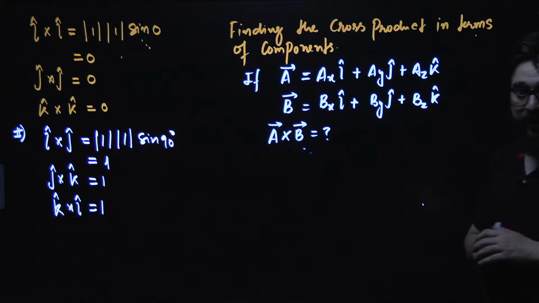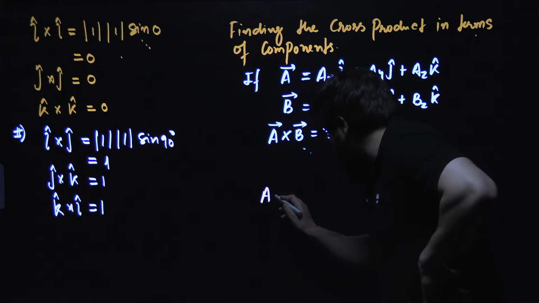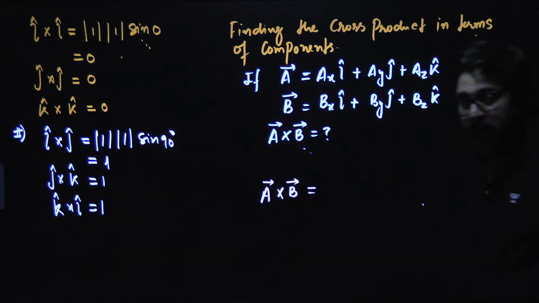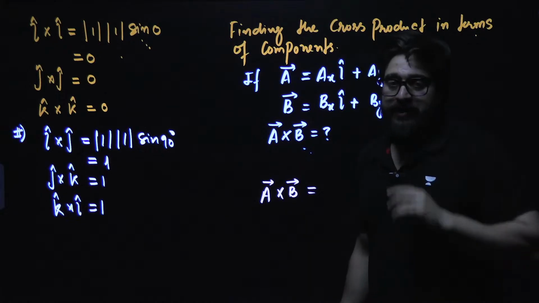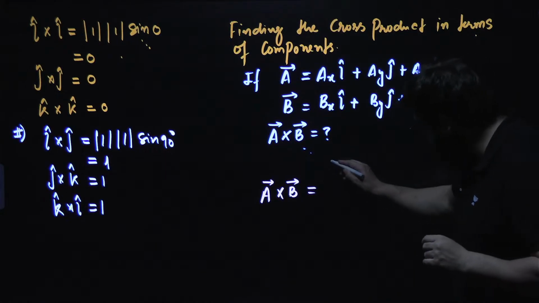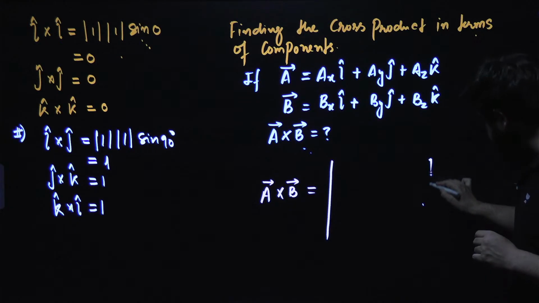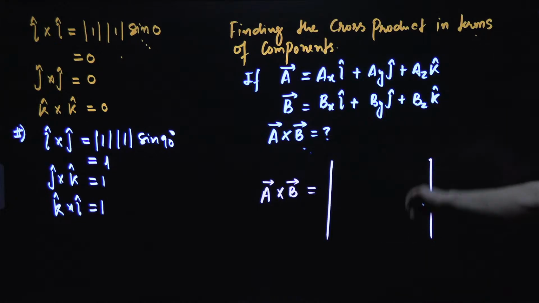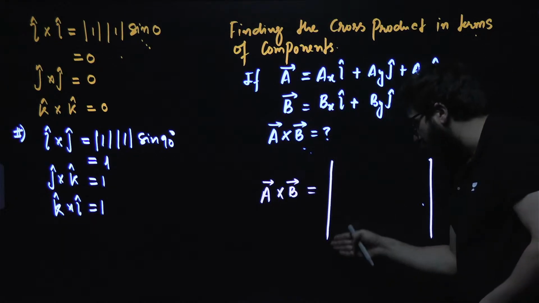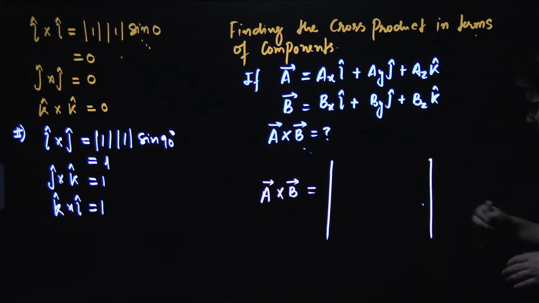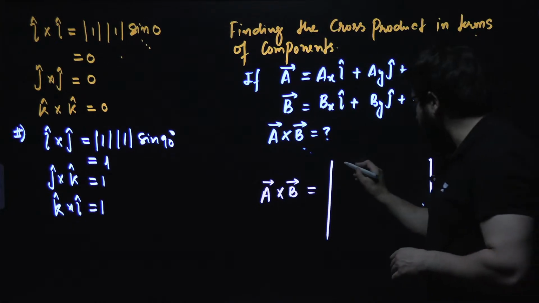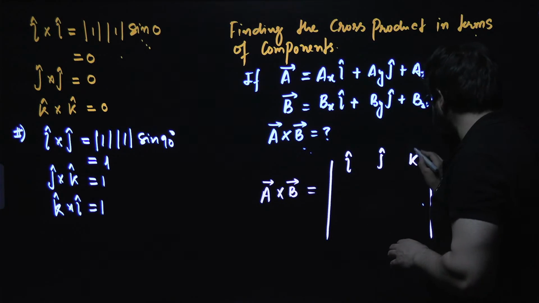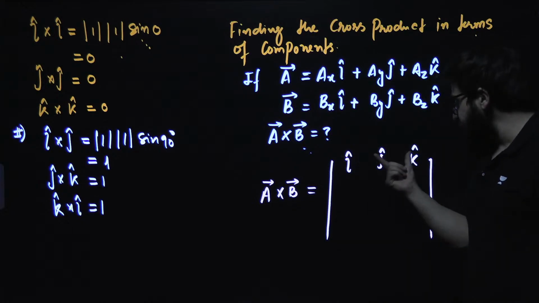See, how do we find A cross B? I'll write over here A cross B is equal to. Now, I'll make that determinant. I'll take one line over here, I'll take another line over here. Guys, you have to do exactly the same. I'll write over here, this is I cap, this is J cap, and this is K cap. This is I, J and K.